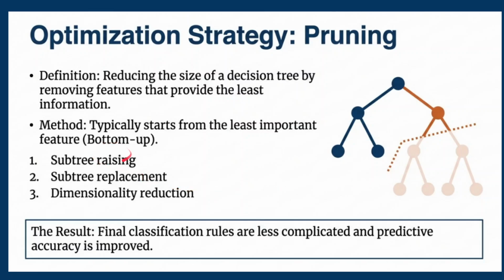So how the process goes: subtree replacement, that means we are just replacing the subtree if it is not necessary, and then dimensionality reduction. This is how dimension is reduced. Okay, so the result is that the final classification rules are less complicated and predictive accuracy will be improved. That is the optimum strategy we use in a decision tree, the pruning process.